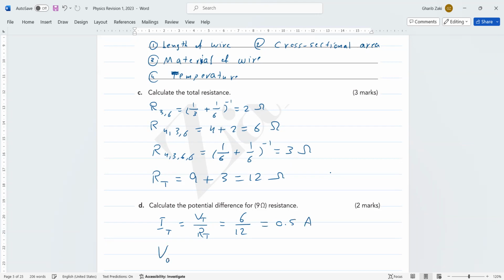Now, the potential difference across the 9 ohm is I multiplied by R. I is the current from the source, the main current, multiplied by the resistance, which is 9. So the answer is 4.5 volts. Okay, guys?